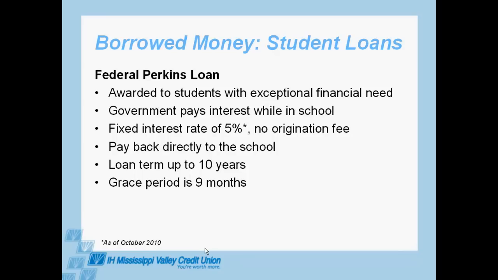When you separate from the school, the interest rate is a fixed percentage of 5%. There is no origination fee tied to this loan, and when you're paying back the loan, it's paid back directly to the school. The repayment period is 10 years, and the grace period is 9 months. And grace period is the period of time after you separate from the school that you do not have to make any payments at all.